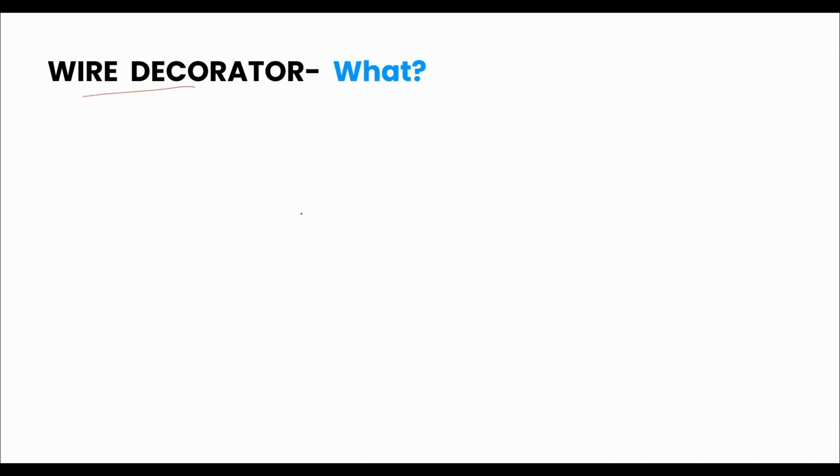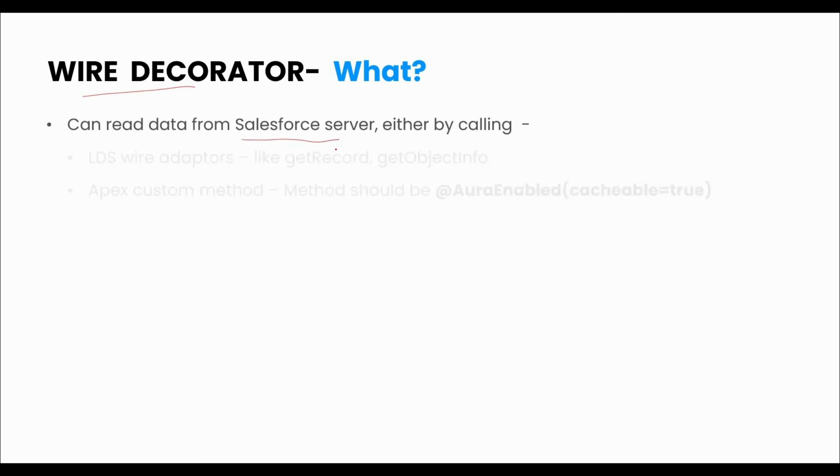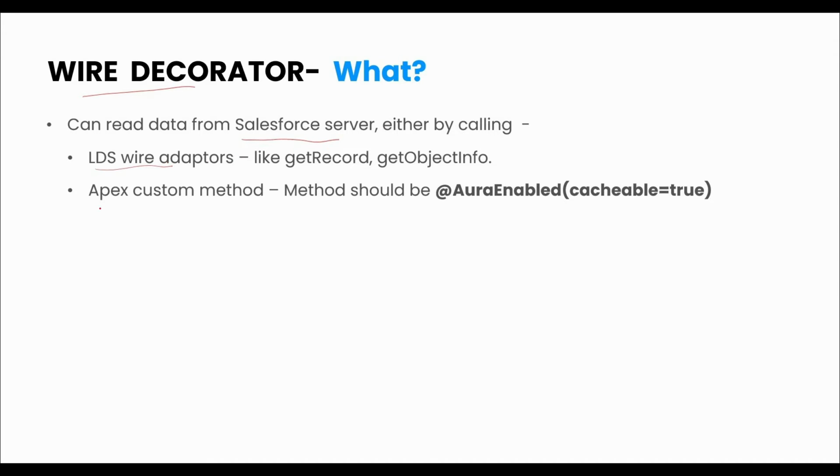So in LWC, with the help of the Wire Decorator, we can read data from the Salesforce server either by calling LDS wire adapters or by calling Apex custom methods. Here LDS means Lightning Data Service, which is a data service created on top of the user interface APIs, and this helps to work with Salesforce data without writing custom Apex. I mean, it provides many built-in methods to work with Salesforce data, so we don't need to write custom Apex for basic functionalities, and those methods are called wire adapters.